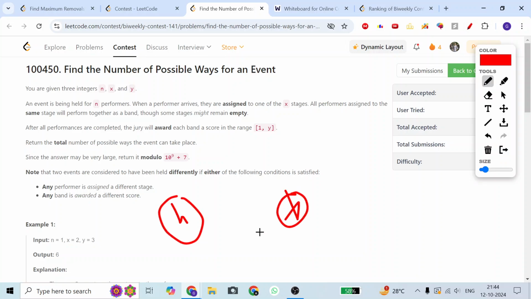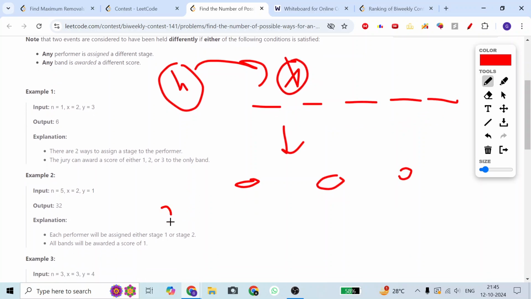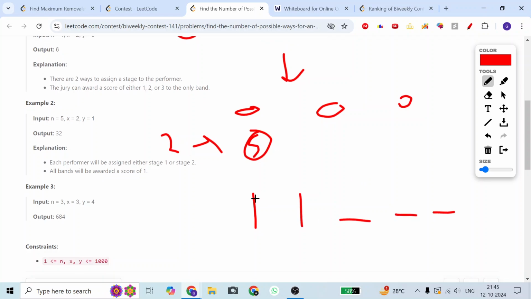and we have x stages. All the n performers will be assigned to some stages. After assigning, it may be possible that some stages will remain empty. Suppose I have two performers and five stages: I assign one performer to this stage, one to this, then the remaining three will be empty. Or I assign both performers to a single stage, and the remaining four will be empty. Whatever permutation we can make.